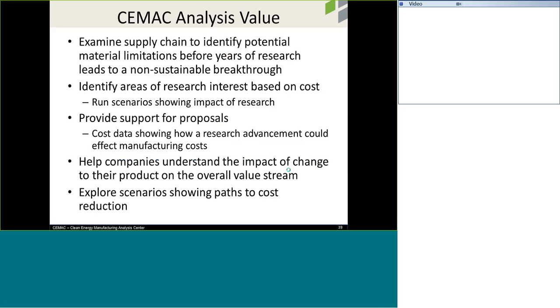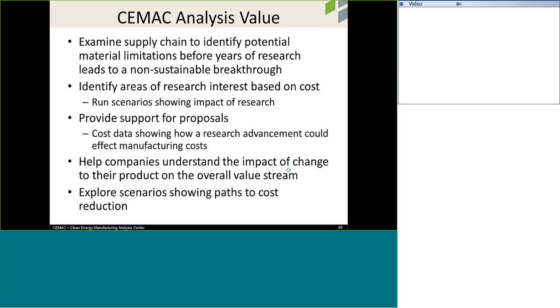All right, the value of the CEMAC analysis is, we examine the supply chains to identify potential material limitations before you do years of research and figure out that there's only enough krypton on Earth for a couple devices or some. We identify areas of research based on the cost, so we run scenarios to figure out what the impact of the advance would be.